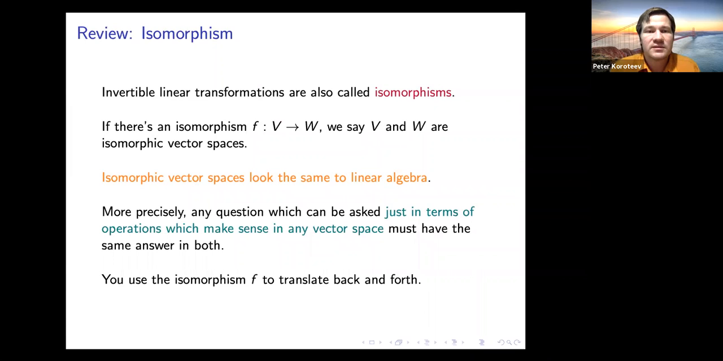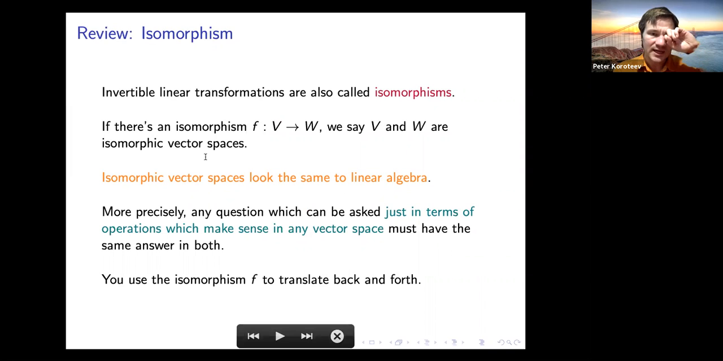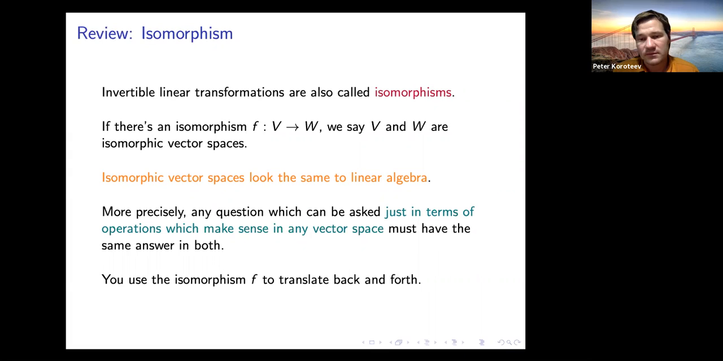Isomorphism: invertible linear transformations are called isomorphisms. If there's an isomorphism from V to W, we say that V and W are isomorphic vector spaces. So isomorphic vector spaces look the same to linear algebra. For example, the previous two examples, the three-dimensional Euclidean space and the space of polynomial functions of degree up to 2, are isomorphic as vector spaces, albeit they look completely different otherwise.